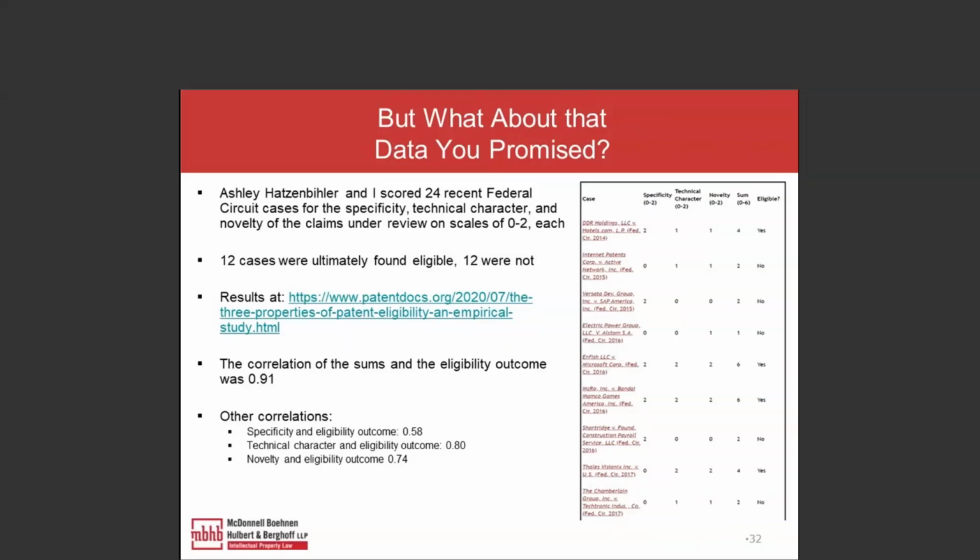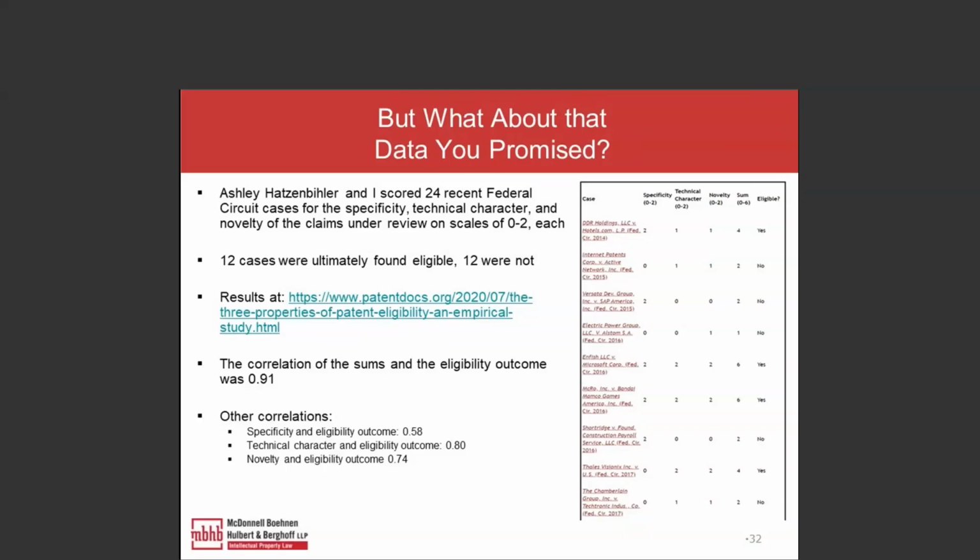So specificity got a score of 0 to 2. Technical character, a score of 0 to 2. Novelty, a score of 0 to 2. So the overall sum, if we were to add these together, would be 0 to 6 for each claim. How did we go about doing that?